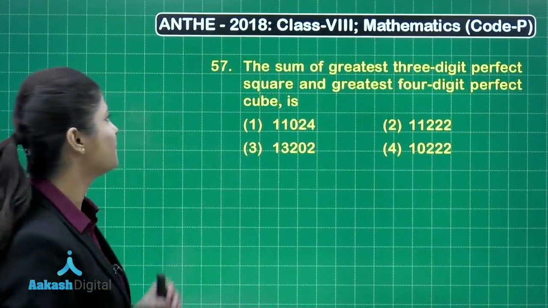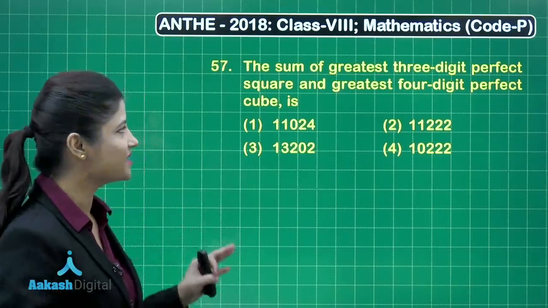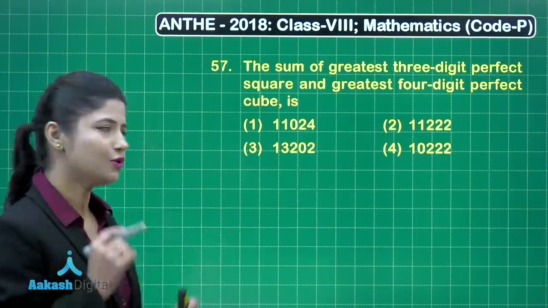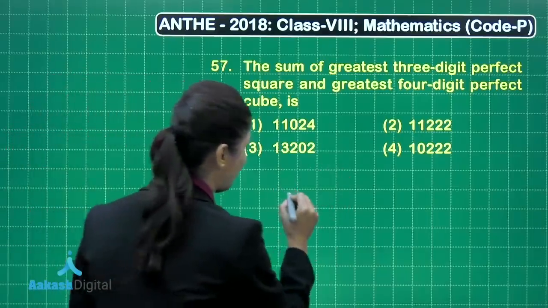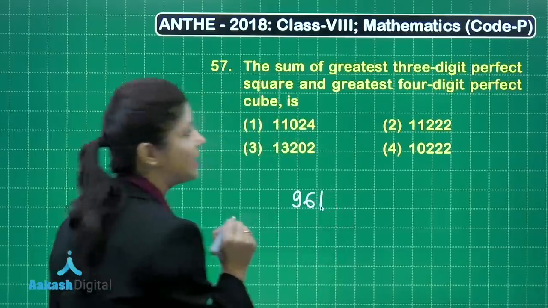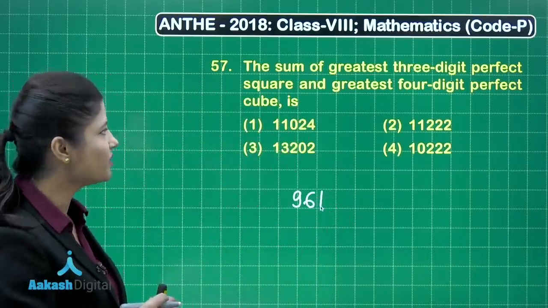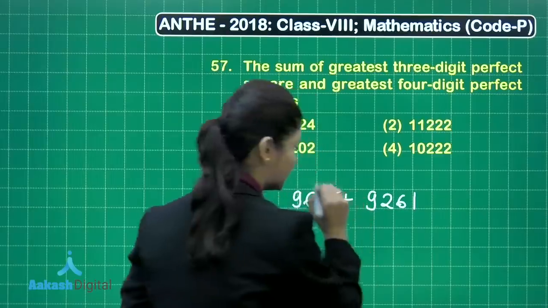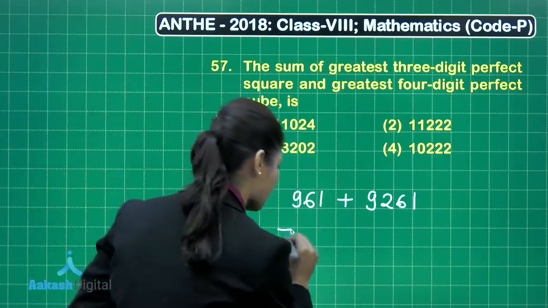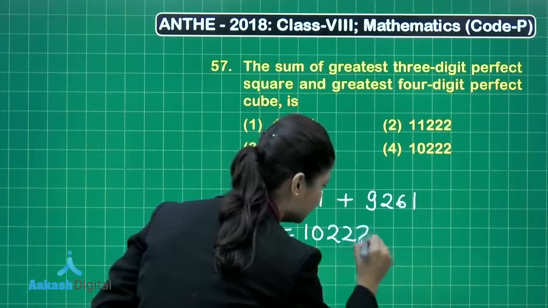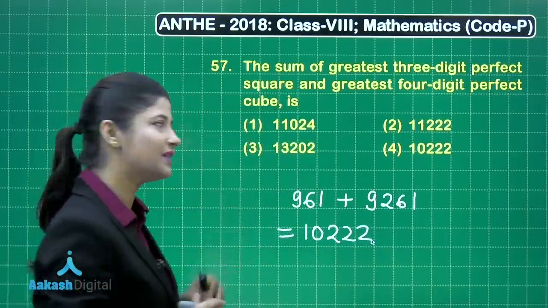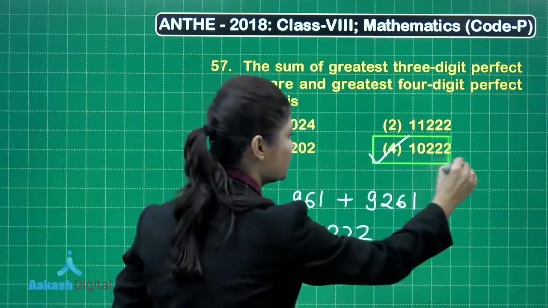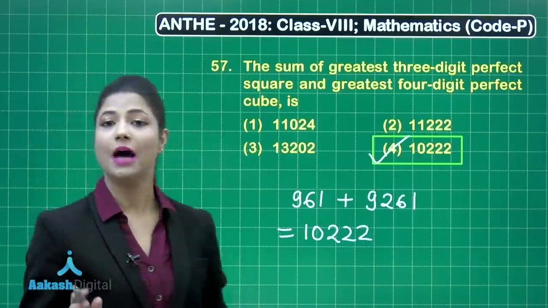Now let's discuss question number 57. It states that the sum of the greatest 3-digit perfect square and the greatest 4-digit perfect cube is. So when we talk about the greatest 3-digit perfect square, that is 961. And when we talk about the greatest 4-digit perfect cube number, that is 9261. When you take the sum total of these two, you obtain their sum as 10,222. So out of these 4 options, you can clearly see that the correct answer will be option number 4. So here the answer for this question is option 4. Now let's come to the next question.